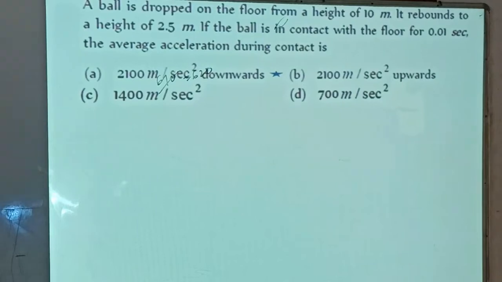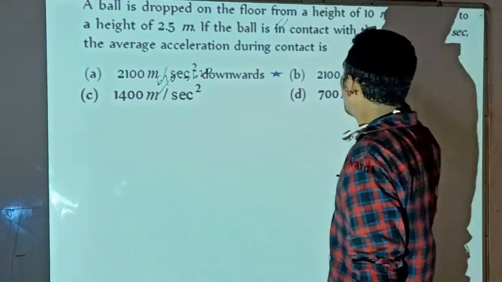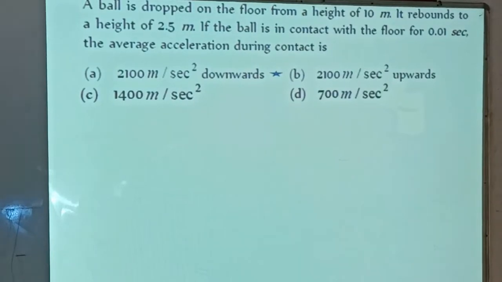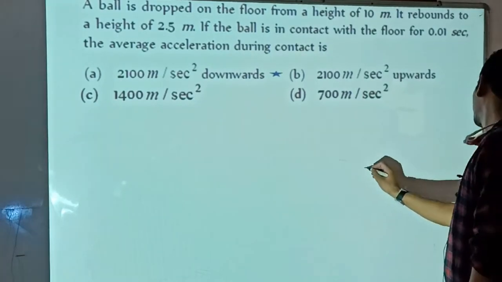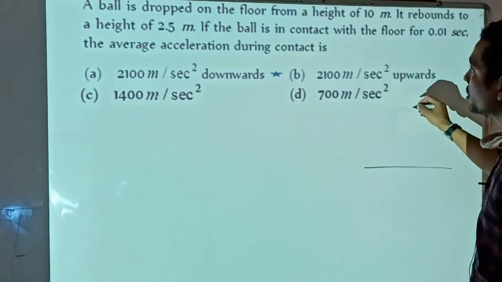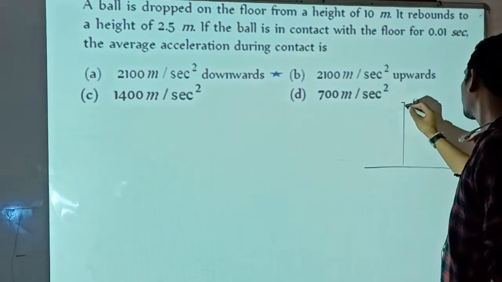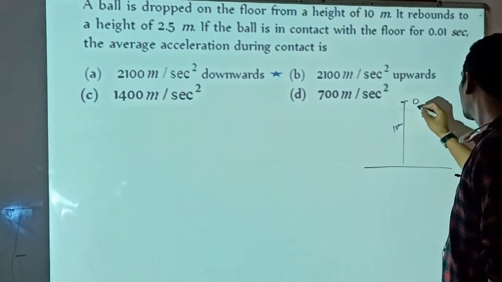Next question: a ball is dropped on the floor from a height of 10 meter. It rebounds to a height of 2.5 meter. If the ball is in contact with the floor for 0.1 second, the average acceleration during contact is? So suppose a ball is dropped from a height of 10 meter. So from 10 meter above, the ball is dropped, it will fall 10 meter.